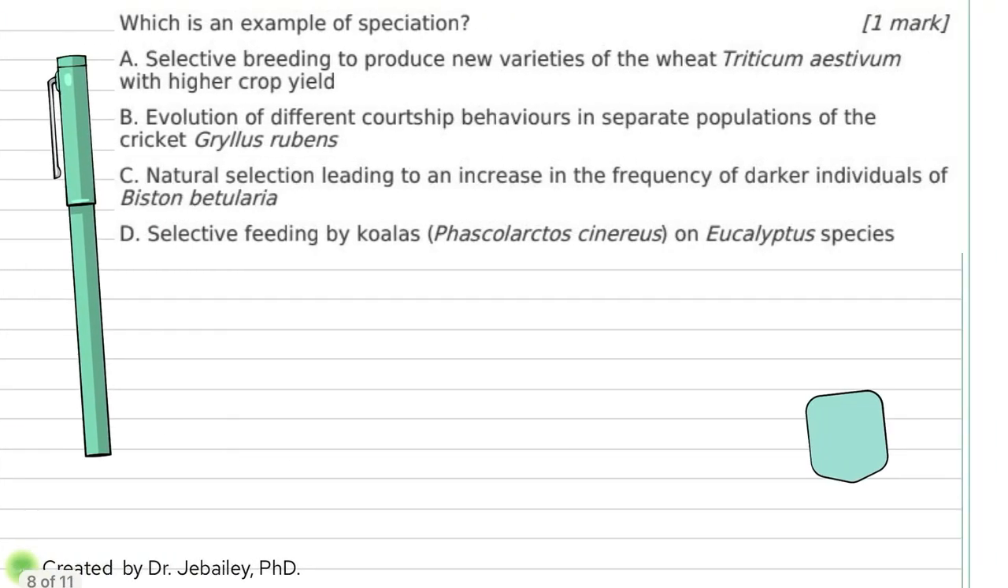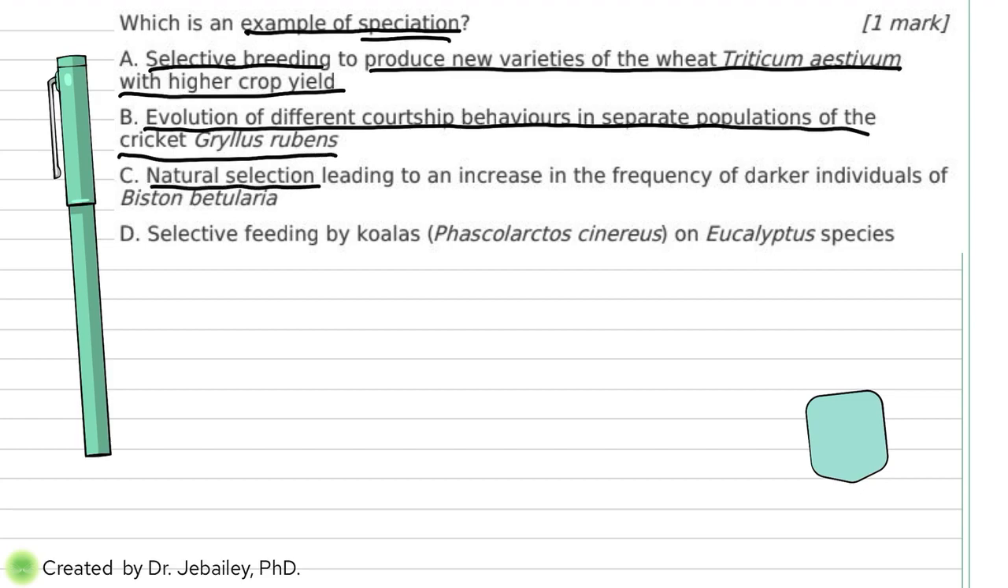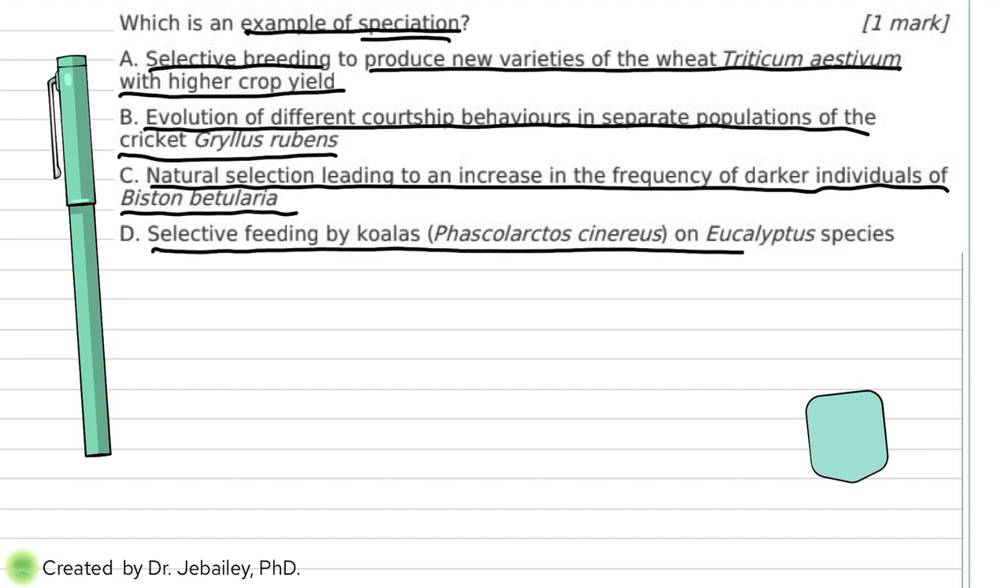Now, moving on, this question says, which is an example of speciation? Now, speciation is basically you create a new species. So let's look at the samples that we have here and see which one we see a new species coming up. Here we have a selective breeding, which means you choose the trait to produce new varieties of wheat, which is this wheat right here, with higher crop yield. Okay, the second one says evolution of different courtship behaviors in a separate population of the cricket Glarus rubens. The third one here says natural selection leading to increase in the frequency of darker individuals of Vistumbellaria, and selective feeding by koalas on eucalyptus species.